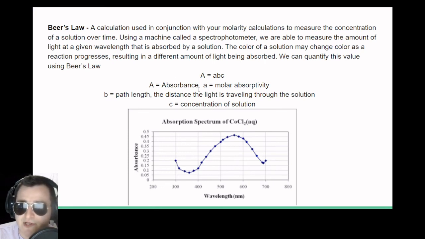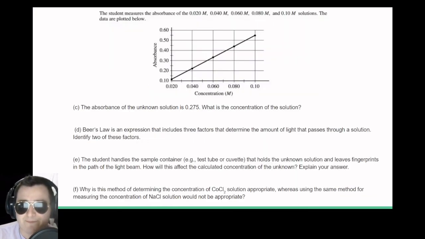So you've got concentration. You've got absorbance. You could even talk about the molar absorptivity. And then the path length, the distance that the light is traveling through that solution, right? And of course, big A is your absorbance, so you can't just put absorbance. But concentration is one of the answers you can just put right there. So you're looking at molar absorptivity, and path length is the other one. ABC is what you could put on there.